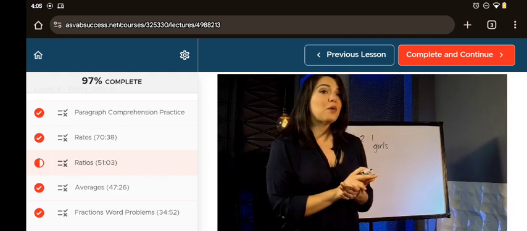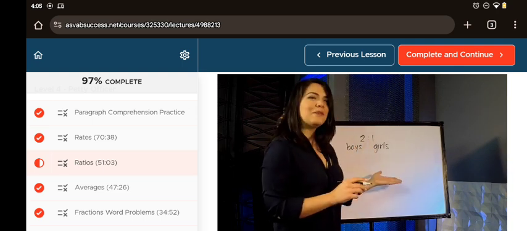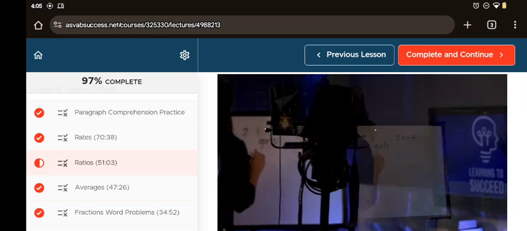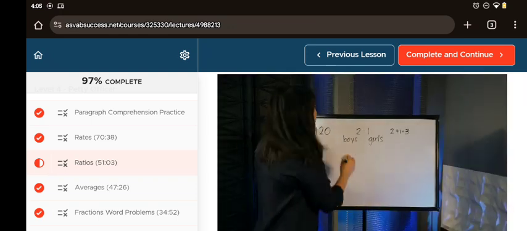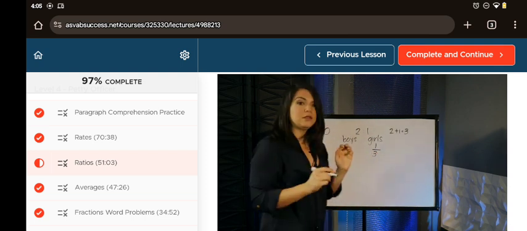Okay, now let's make sure we understand what that ratio means. That means that for every 2 boys, there's 1 girl. This is comparing part to part. Does that make sense? Okay, so to get the whole, we have to add them up. So 2 plus 1 is 3. That means that if we were to express this as a part to a whole, for every 3 children, there are 2 boys. For every 3 children, there's 1 girl. I hope that makes a little more sense.